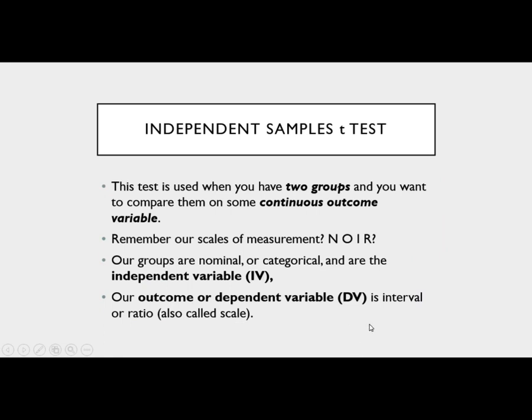With the independent samples t-test, this test is used when you have two groups and you want to compare them on some continuous outcome variable. Remember our scales of measurement, nominal, ordinal, interval, ratio? In this, our independent variable is nominal or categorical, and that's the IV. And our outcome or dependent variable, the DV, is interval or ratio, which SPSS just calls scale.